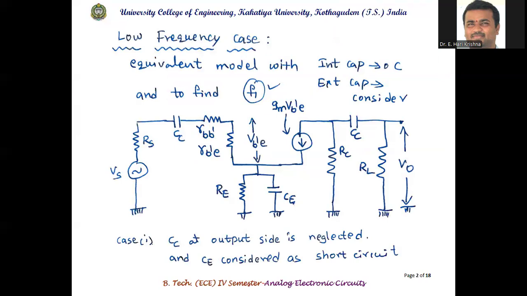So, low frequency case, again, three external capacitors are there. One is the coupling capacitor at the input side, the coupling capacitor at the output side, and the emitter bypass capacitor to avoid negative feedback. So this low frequency case is divided into three parts: first case, input side coupling capacitor; second case, output side coupling capacitor; third case, the emitter bypass capacitor. So case 1 is considered here. CC at output side is neglected and CE is considered as a short circuit. So we have redrawn the circuit considering these two cases.